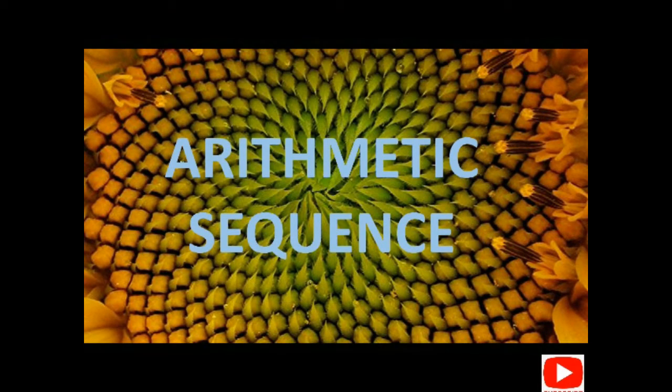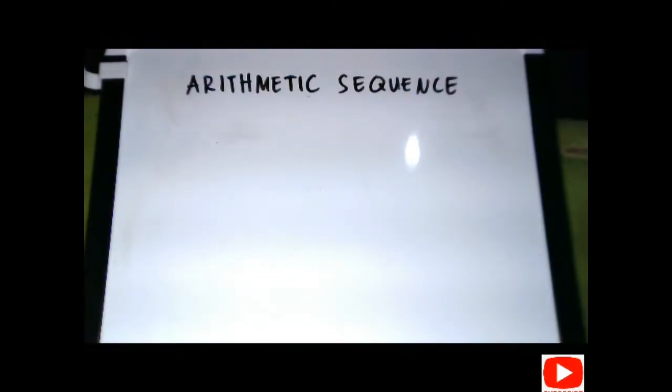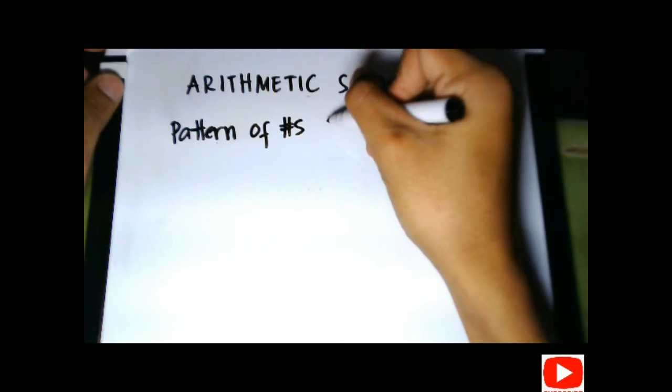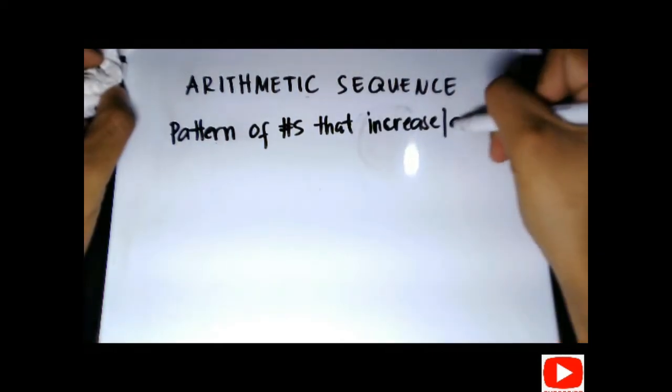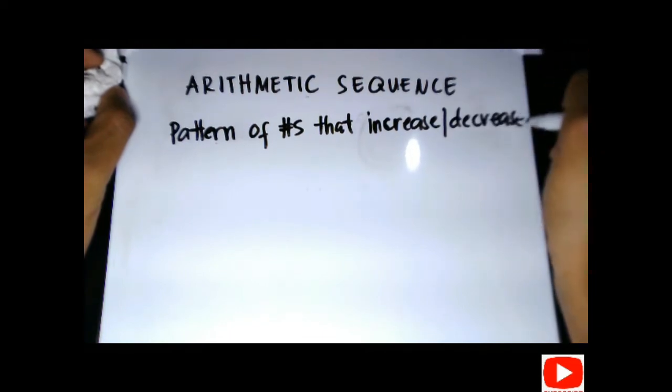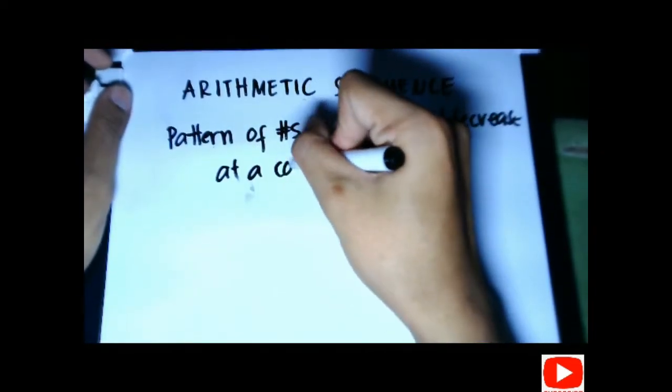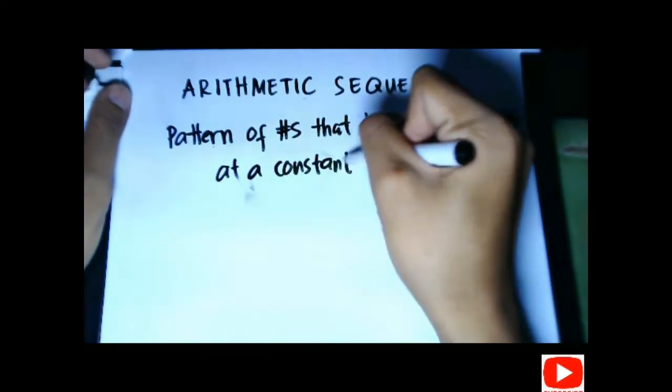Let's discuss the first type of sequence, which is arithmetic sequence. Okay, what is an arithmetic sequence? An arithmetic sequence is a pattern of numbers that increase or decrease at a constant amount.